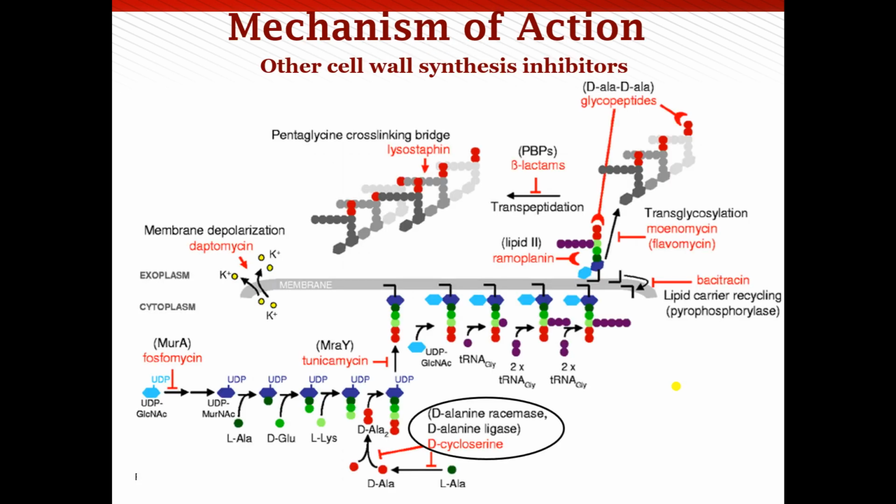Here you can see the mechanism of action of D-cycloserine, that it is structurally similar to alanine. So by inhibiting the racemase enzyme, the D-cycloserine will inhibit the further synthesis of the glycopeptide chain and the cell wall cannot be synthesized properly.